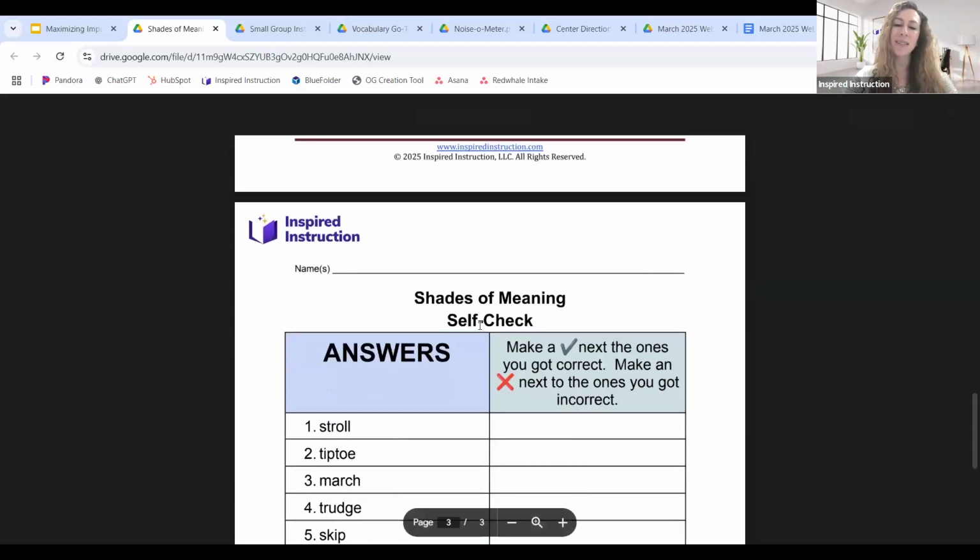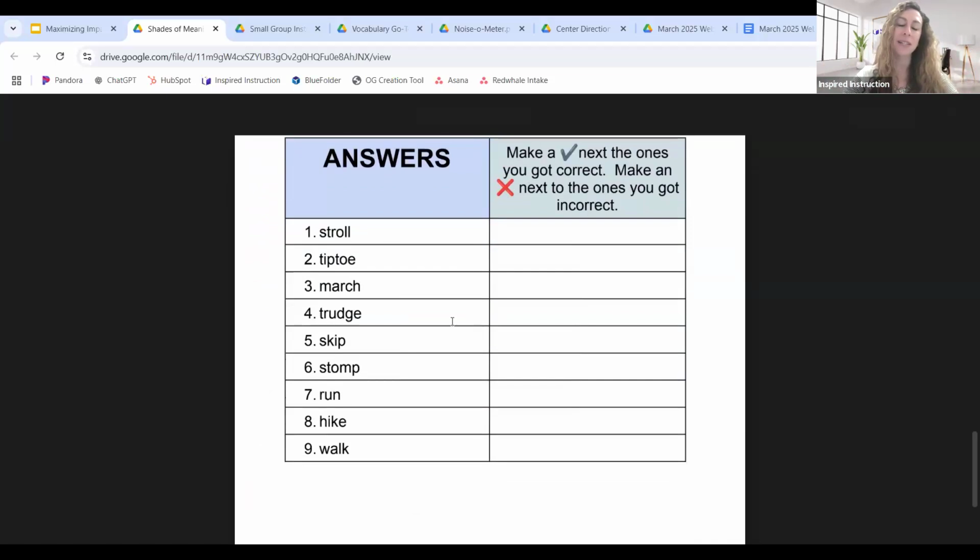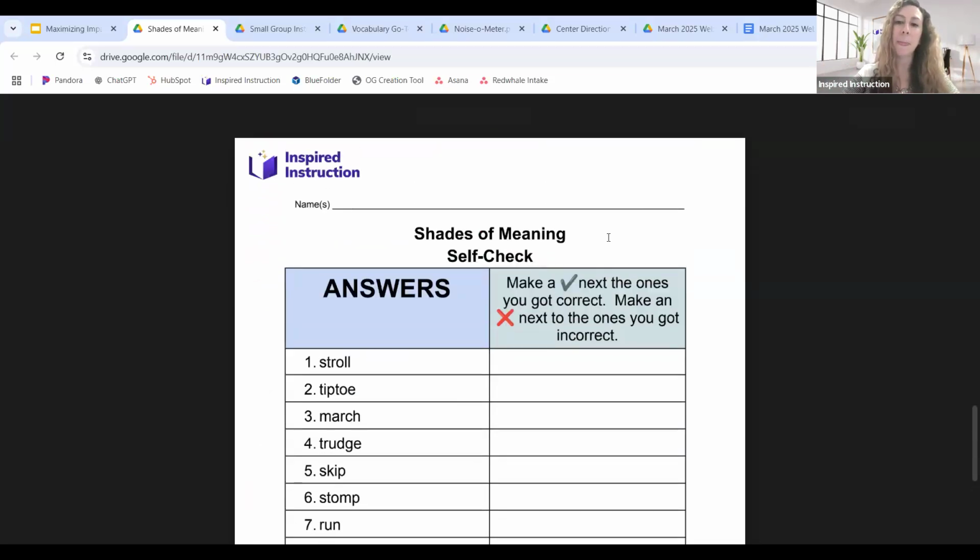And then once they're done, you can hand them this answer key. And they can self-check using what they lined up there. They'll see, oh, did I use stroll for number 1, tiptoe for number 2, and so on, and mark themselves that way and hand that piece in.